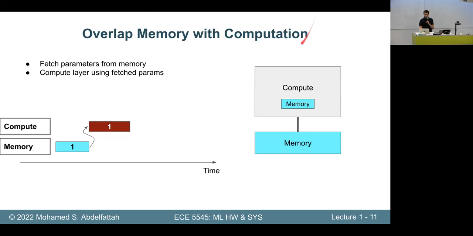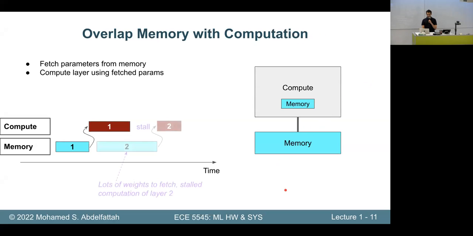A key technique to use when running computations is to try and overlap the memory access with the computation. Here, for example, I'm showing a time graph of compute and memory for a layer of the neural network. Let's just call it layer 1. First, I need to fetch the parameters of layer 1 from my external memory and put them on the compute chip, and then I can do the computation now that I have all of the data dependencies resolved.